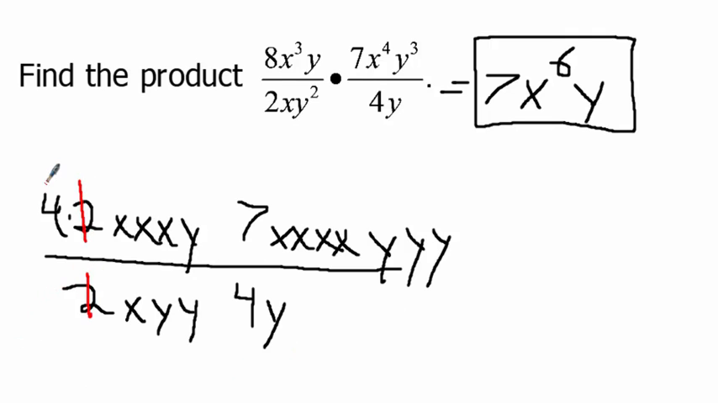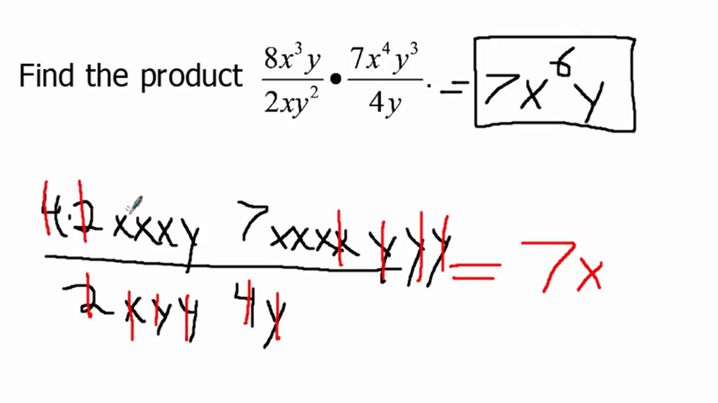2 cancels, 4 cancels. This y takes off 1. This one takes off 1. This one takes off 1. This takes off 1. Okay, what do I have left in the numerator? 7. How many x's? 1, 2, 3, 4, 5, 6. How many y's? 1. Same answer both ways.